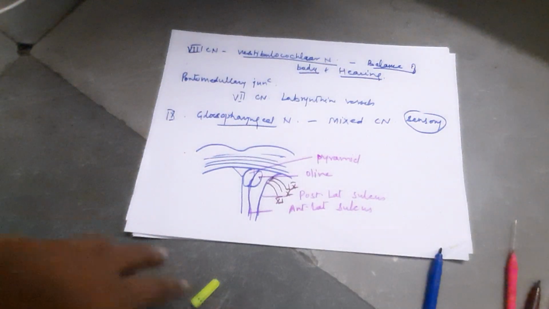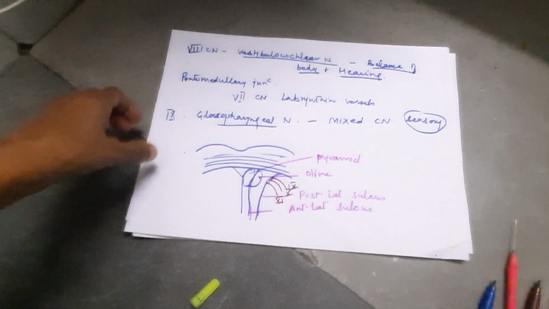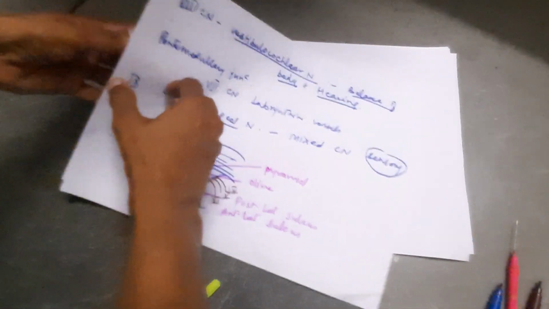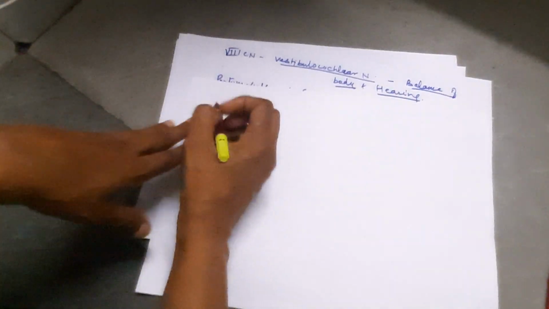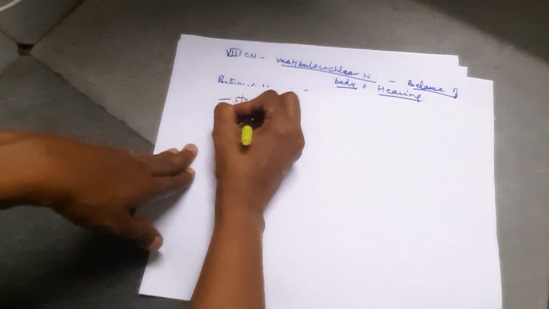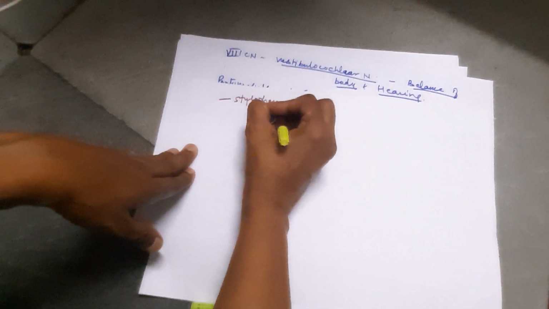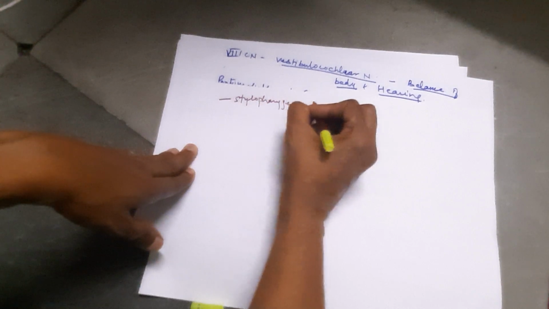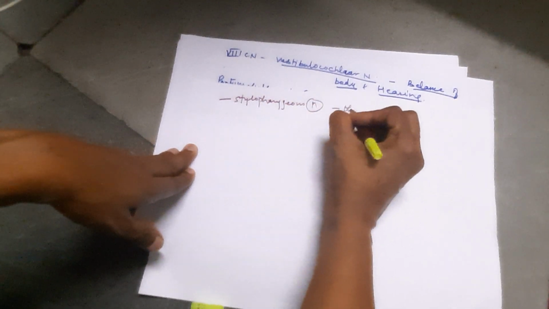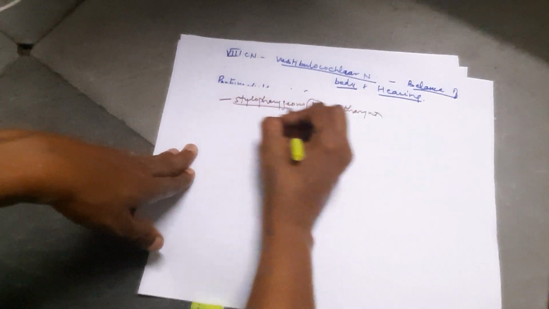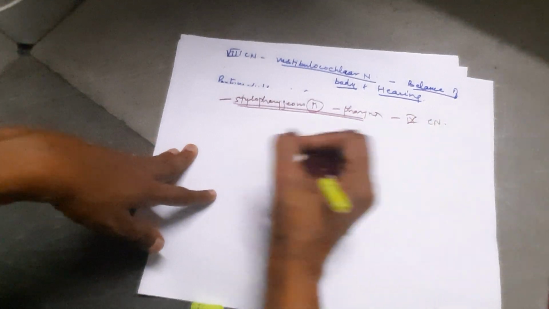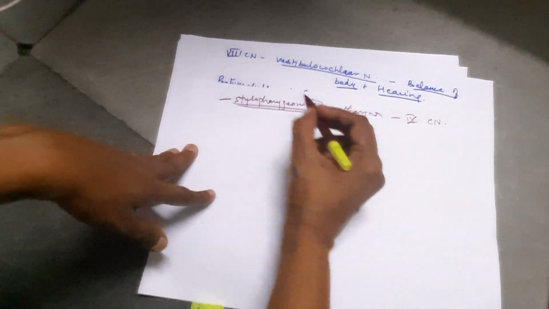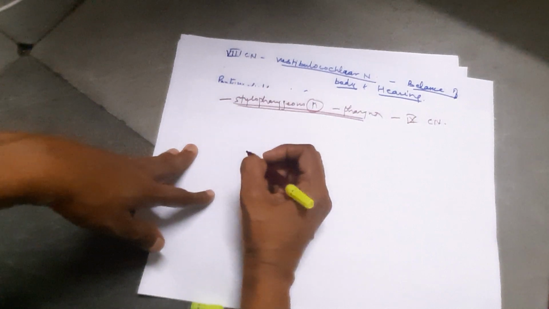After coming into the neck region, this 9th nerve will supply one muscle, the stylopharyngeus muscle, which is a pharynx muscle. Only one muscle, the stylopharyngeus, is supplied by the 9th cranial nerve.